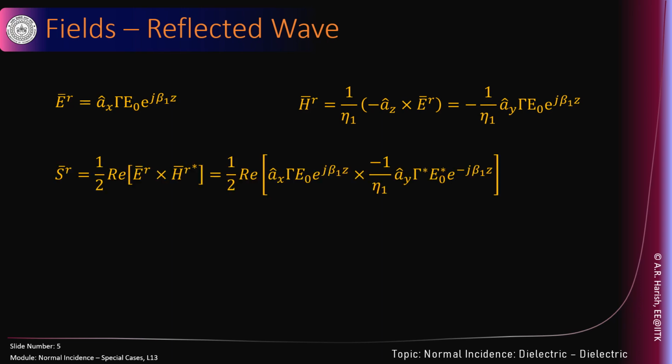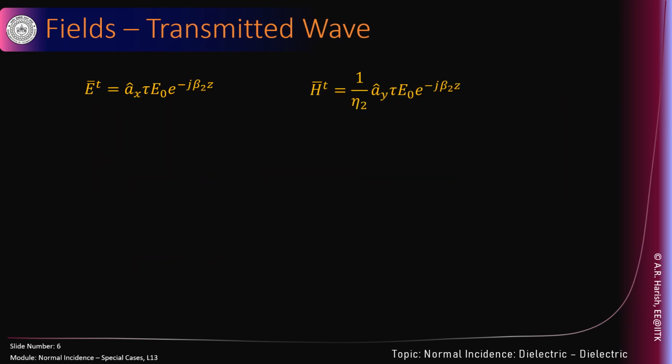Therefore SR will be ER cross HR star, and AX cross AY will give me AZ. Gamma star times gamma will be gamma square, and E naught star will give me E naught square, and e to the power of j beta 1 Z and minus j beta 1 Z will give me unity. And if you notice here, this power is propagating in the negative Z direction. Perfect, that's what we wanted.